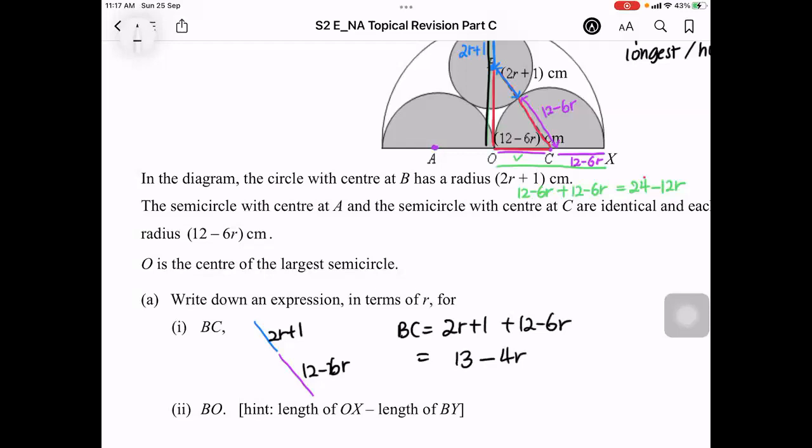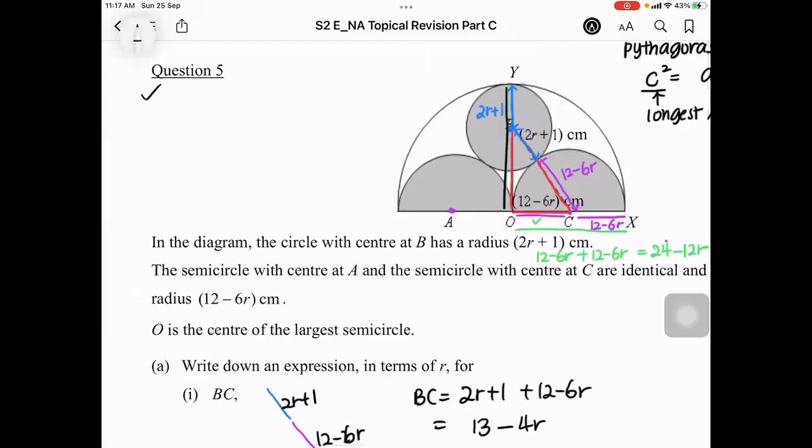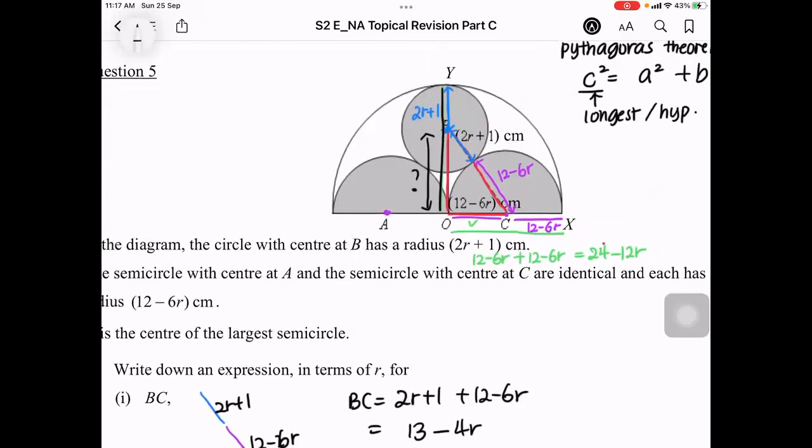Next one, to find BO. That means I want to find this small part. How to do? Just now I went through the whole thing, which is 24 minus 12R. The whole thing is 24 minus 12R.